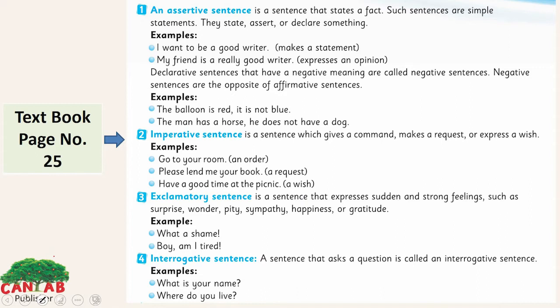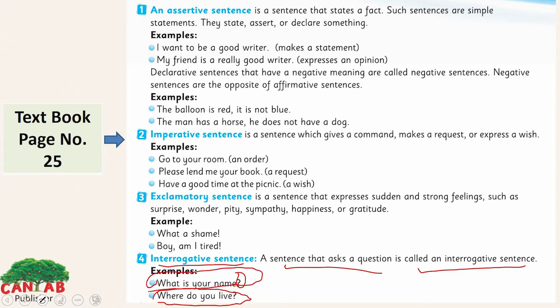Look at the fourth one. Interrogative sentence. A sentence that asks a question is called an interrogative sentence. I told you in the start, it also has a question mark at the end because it is an interrogative form when we ask a question from someone. What is your name? Where do you live? This is a question form here.